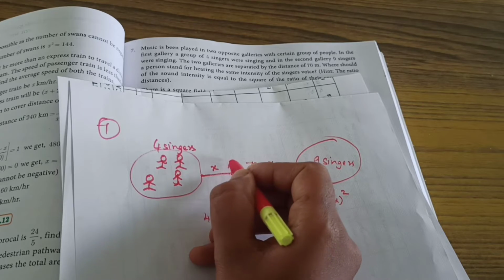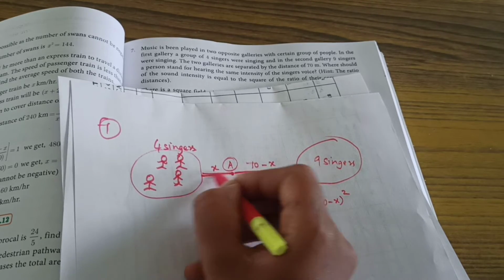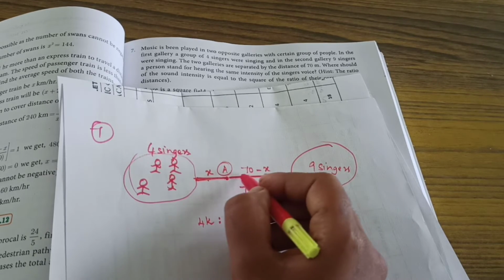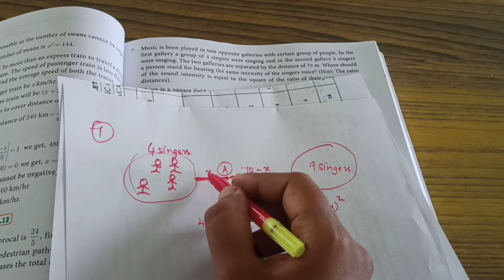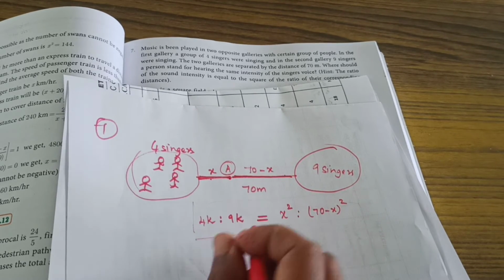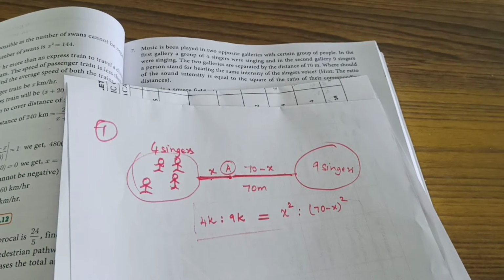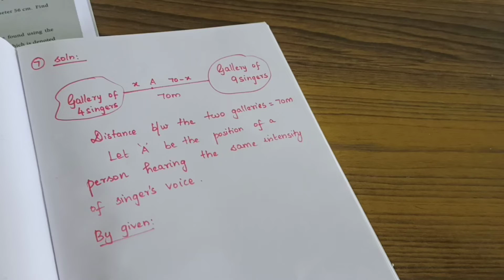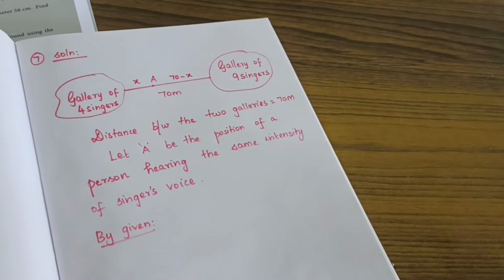This place we don't know, so we can select the person. Suppose A is the person. If he stands here, the distance from the 4 singers is x, and the distance from the 9 singers is 70 minus x. According to this hint we are going to solve this problem. This is the outline for question number 7. Shall we solve now? Listen, dear students.